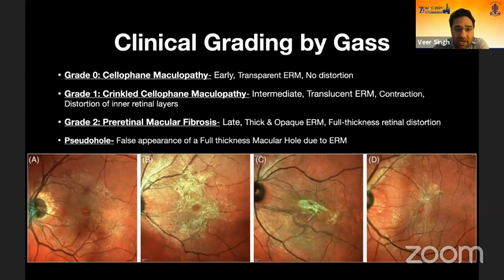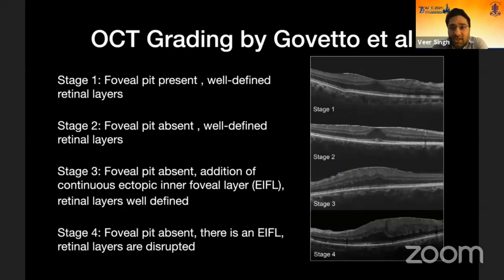In grade 2, preretinal macular fibrosis, it's a late stage, which is in C. It shows a thick opaque ERM and full retinal contraction. Pseudohole formation occurs further. It gives a false appearance of a hole, which is due to the ERM. OCT grading, like I said, is more relevant nowadays because it shows the membrane as such. In stage 1, the foveal pit is present and the retinal layers are well defined with the ERM. In stage 2, the foveal pit is absent and well-defined retinal layers are present.